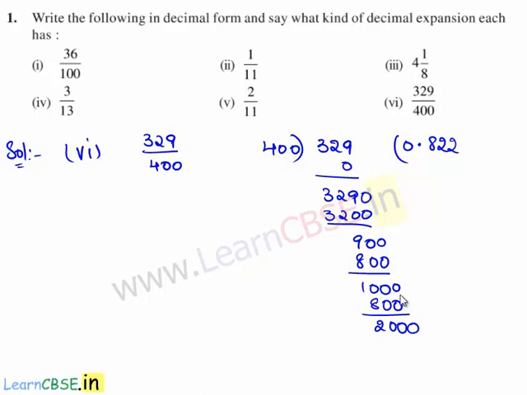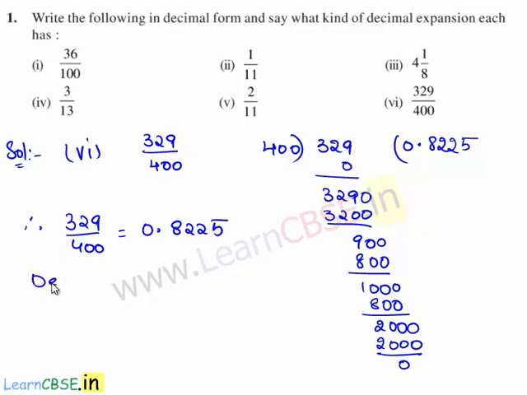400 goes in 2000 exactly 5 times, as 400 times 5 is 2000. And we are left over with remainder 0. Hence the division stops here. Therefore, the decimal expansion for 329 upon 400 is equal to 0.8225. Here the decimal expansion is terminating.